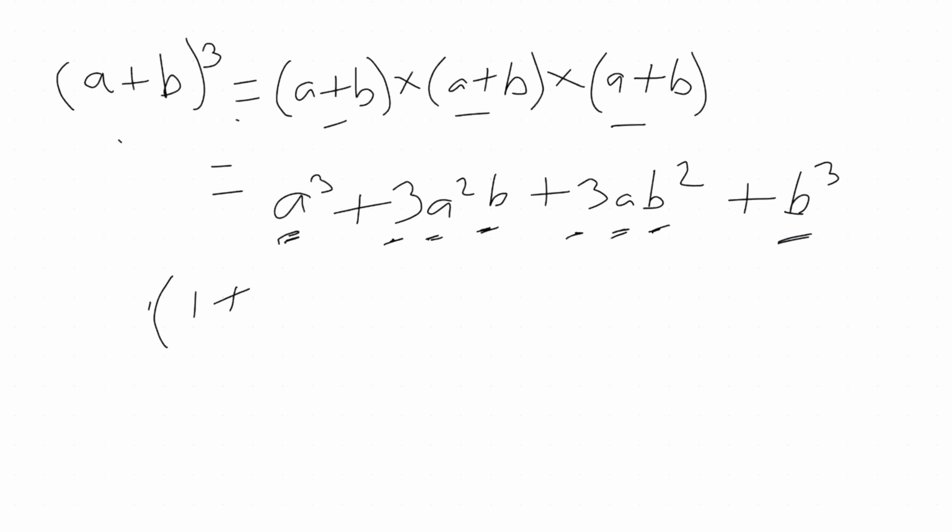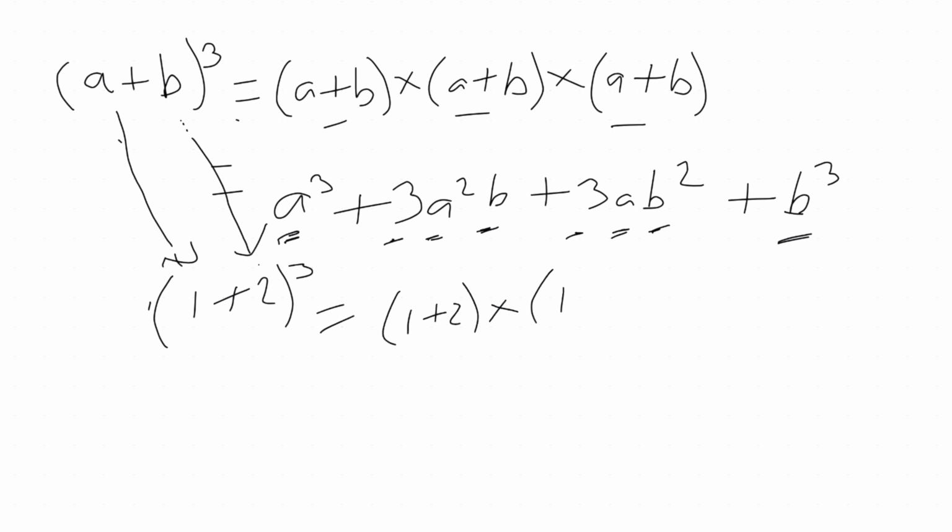So let's take 1 plus 2 whole cube. Here we have written 1 in the place of a and 2 in the place of b. So what does it come? 1 plus 2 multiplied by 1 plus 2 multiplied by 1 plus 2. On this formula, what is the first term? 1. And what is the second term? 2.